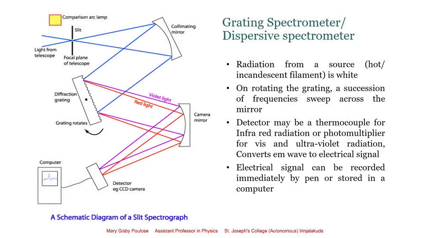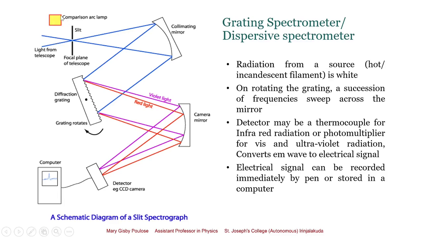Now, let us look into how we shall study radiations, or what is the device that is used to study them. In particular, how is the working mechanism of a grating spectrometer. So in this grating spectrometer, we have different components.